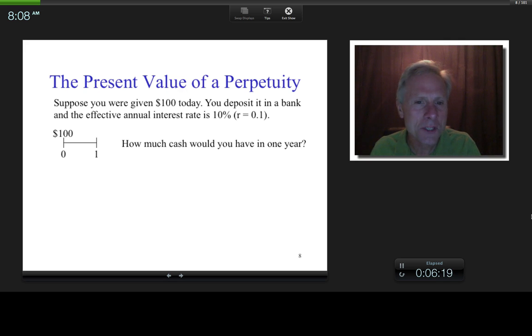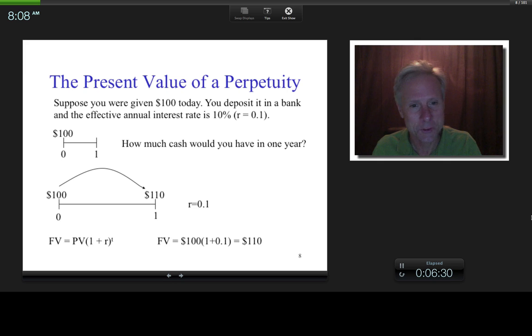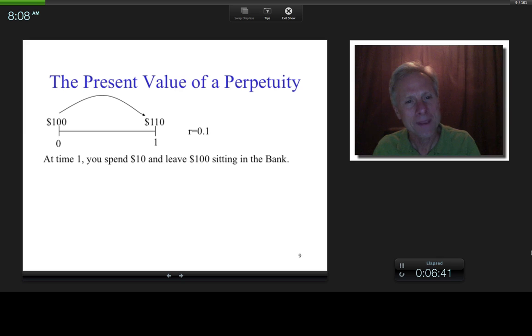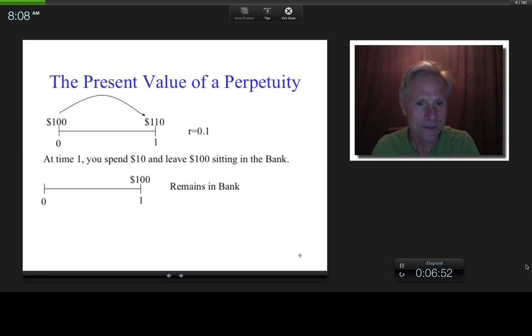So in this example, how much cash would you have in a year? $100, 10%, 1 year later, what do you have? $110, right? Is that a single cash flow problem? It is, right? And using the only single cash flow formula that we derived in the previous lecture, basically 100 times 1 plus 0.1, or $110. Now, imagine that 1 period later, I say, all right, fine, I have 110. I'm going to spend $10, but I'm going to leave $100 sitting in the bank. So there's the 100 that stays in the bank, and there's the $10 that I decide to spend.